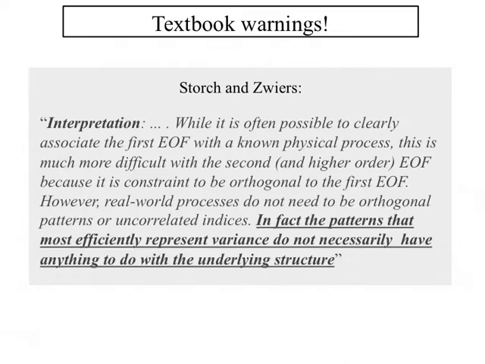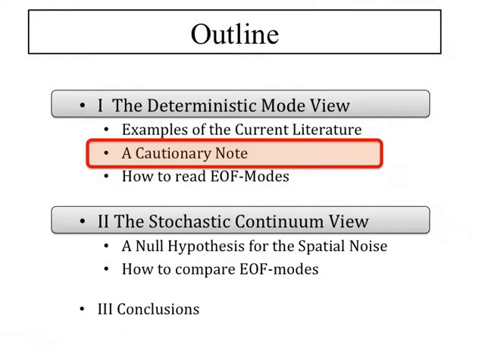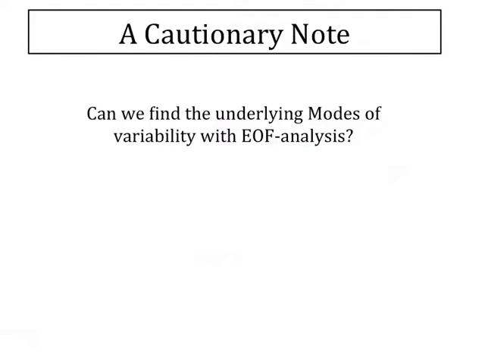So this is a kind of statement that you often read from those people that write statistics books, but somehow seems to be ignored by those people that are applying it. So I give you a cautionary note. I give you an example that I constructed, and then you see what the difficulties are in interpreting these patterns. So the question is, how can we find the underlying modes of variability with EOF analysis? EOF analysis is a very powerful tool, but how do we actually find the underlying interesting structures?